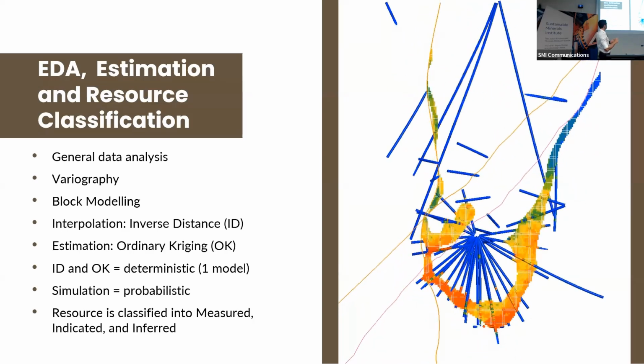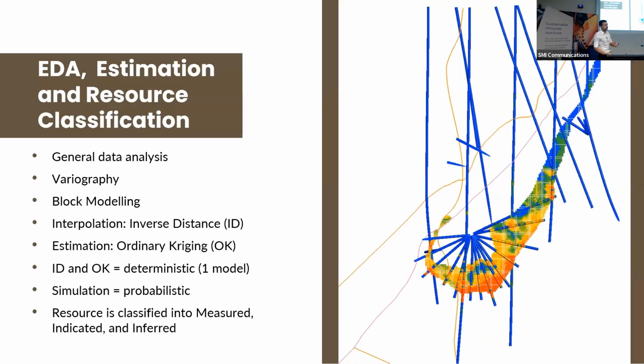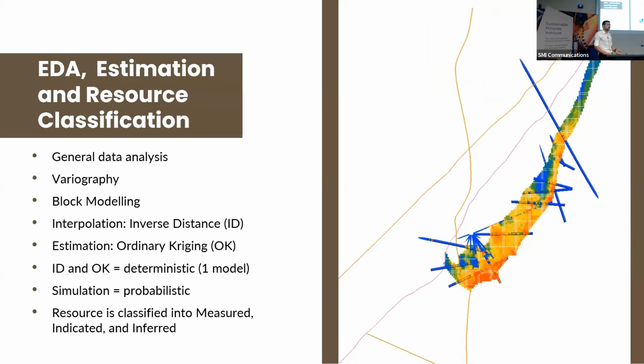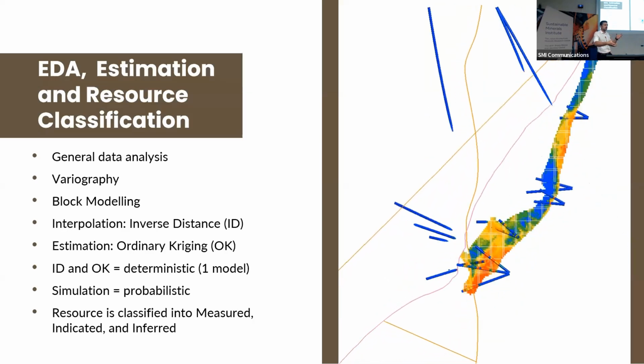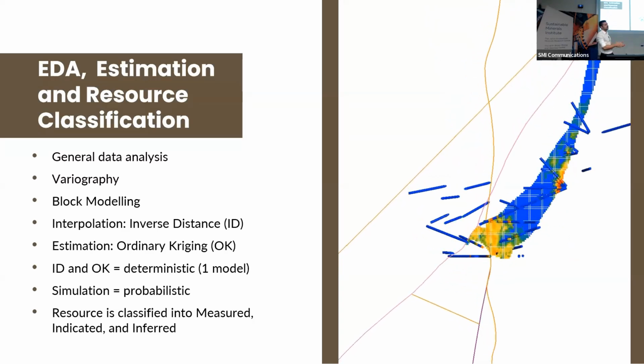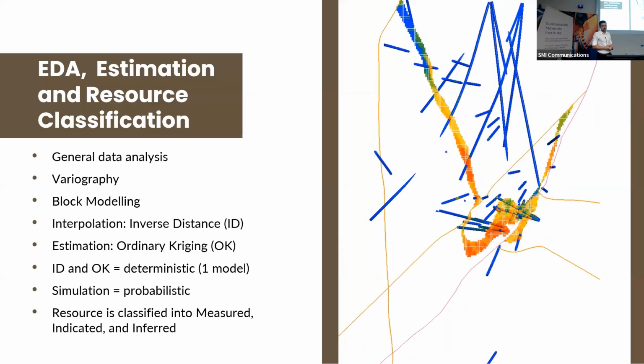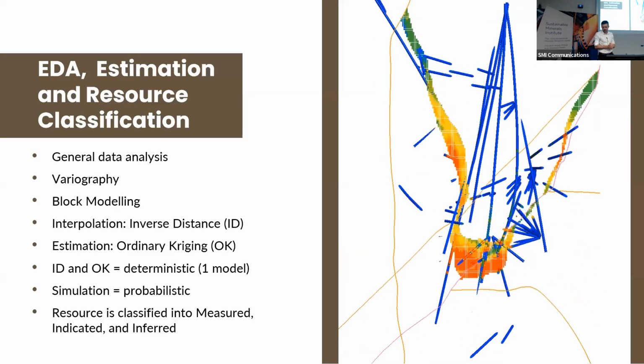After that, you calculate some variograms. The variogram is a statistical tool that we use to understand the spatial correlation between the samples. And the variogram will be used for most of the geostatistical techniques that we're going to talk about.